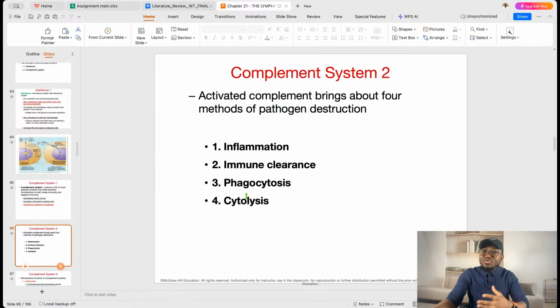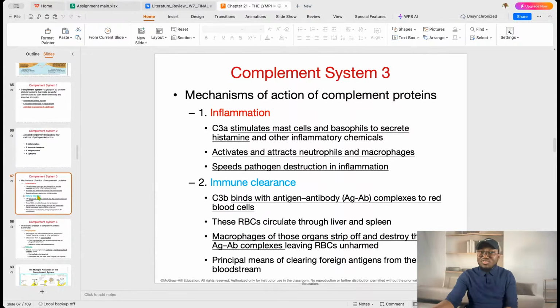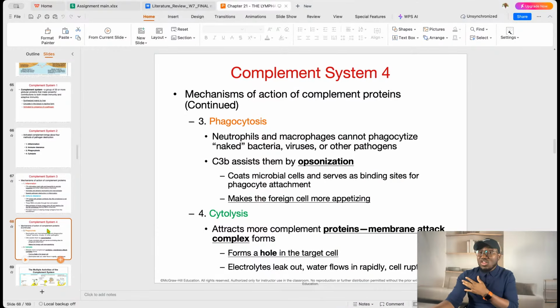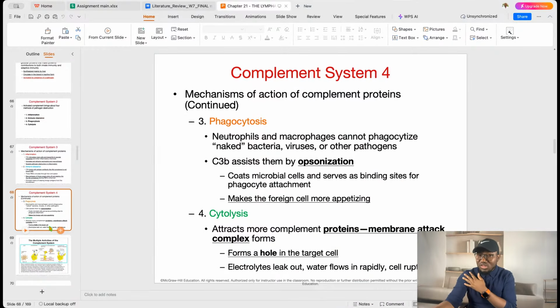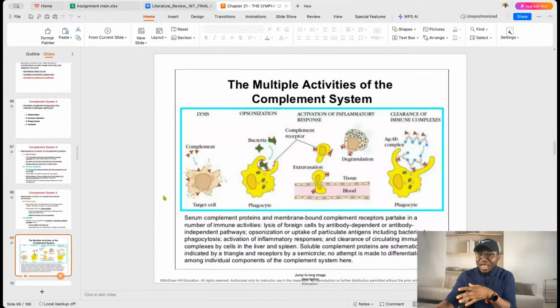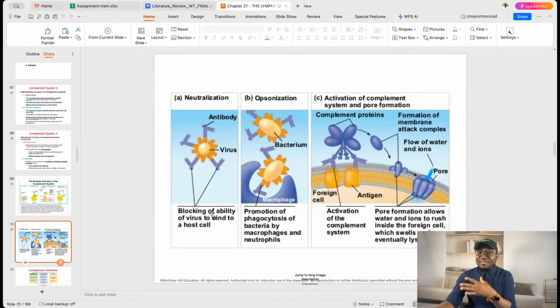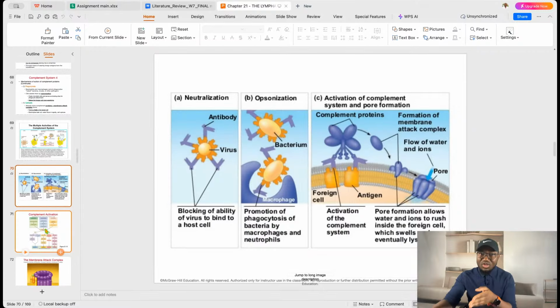Do you understand? And what do they do? Inflammation, immune clearance, phagocytosis, and cytolysis. Extremely important. So what do you need to know for me and for your exam? You need to know which one causes inflammation, which one causes immune clearance, which one causes phagocytosis, which one causes cytolysis. All right? You need to know what opsonization is. Extremely important. This is a diagram that helps you to understand it clearly. And this is a diagram that helps you to break it down more. Neutralization, opsonization, activation of the complement system and pore formation.